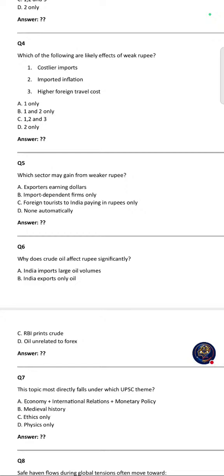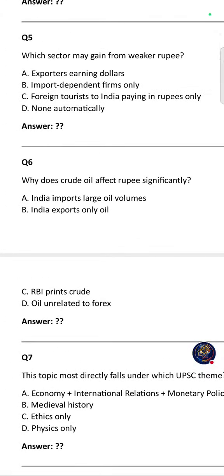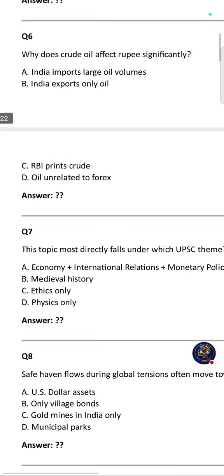Next, which sector may gain from weaker rupee? Can anyone answer this one? Exports earning dollars. A is correct. Why does crude oil affect rupee significantly? Can anyone answer this? India imports large oil volumes. A option is correct.